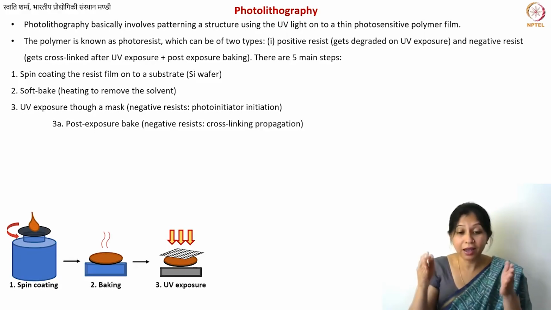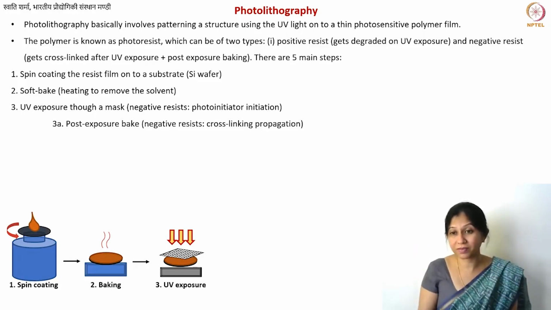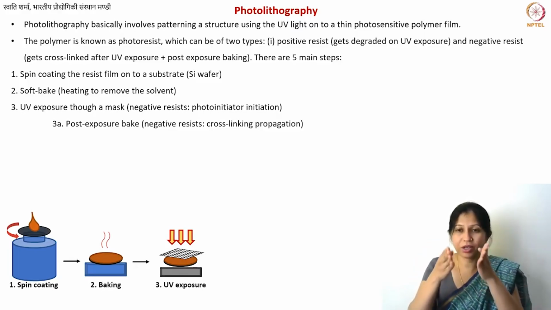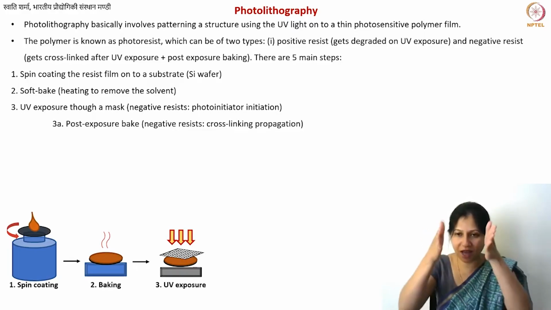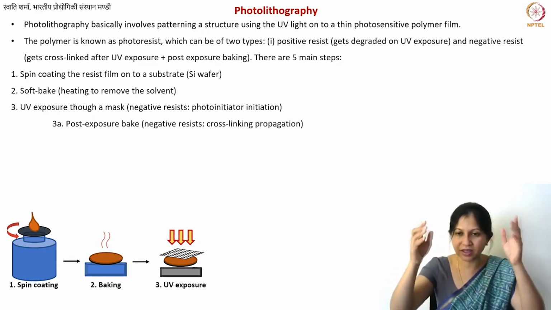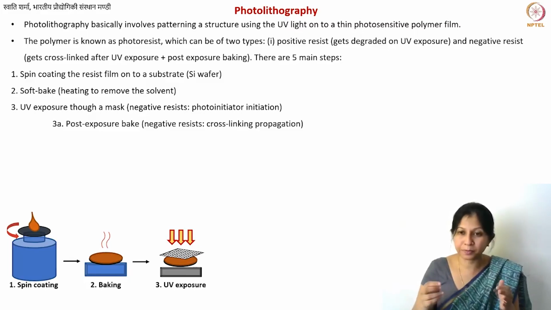Or if I overexposed it, then it might happen that the top part will give me a T-like shape. So you have the straight walls, but on top of that there is too much cross-linking. This is called T-topping, in fact. So overexposure and underexposure both are bad for the structure.